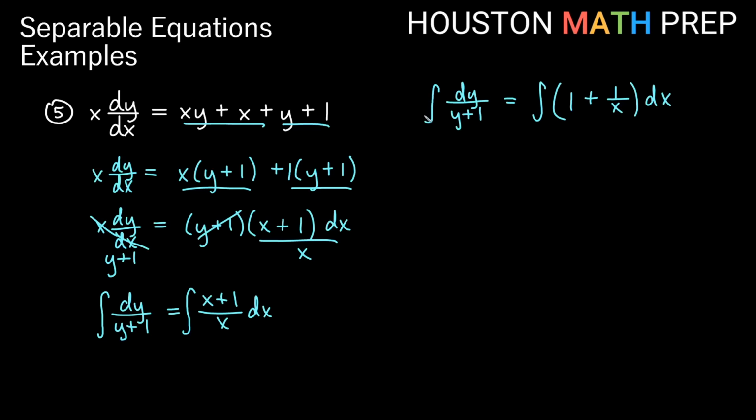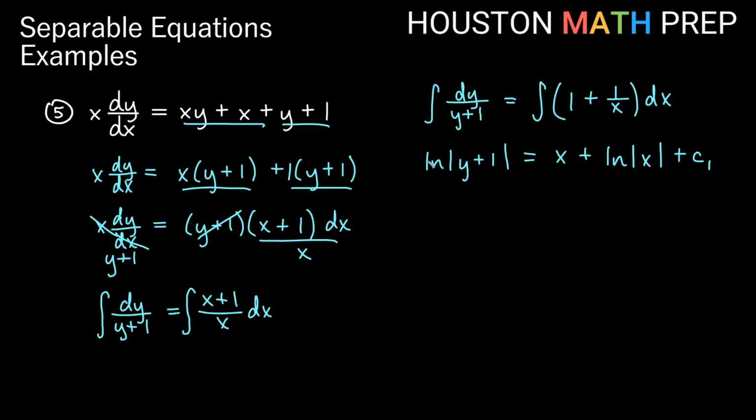Okay, the integral of dy over y plus 1, you can do a u substitution for y plus 1 if you want, but this is just going to be a log rule, and it will be y plus 1 inside of your log. This one over here, we've got power, right? So integral of 1 would be x here, plus integral 1 over x would be ln of x. I'll go ahead and write my constant on this side. And now, is it reasonable to solve for y? I think it's reasonable to solve for y.